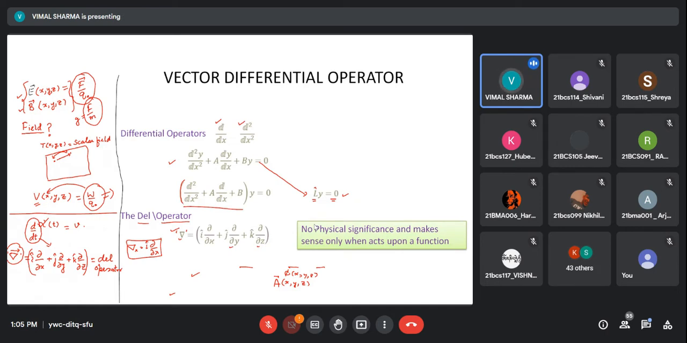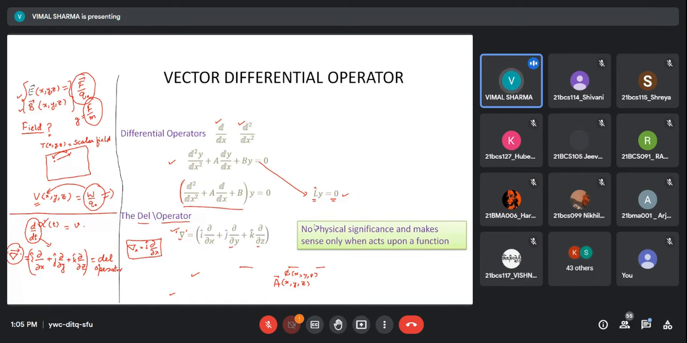with this new mathematical operator, the differential operator, and we talked about fields, scalar fields, vector fields, and how and why we require this del operator, because we are interested in knowing how these fields behave and how they change. So to know the nature of these fields, we operate with this operator and we see what is the change in our field.